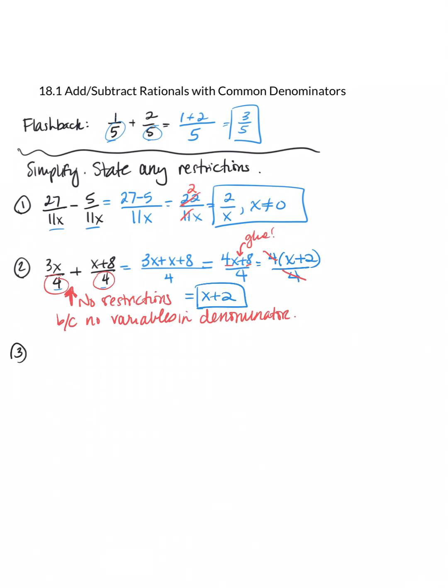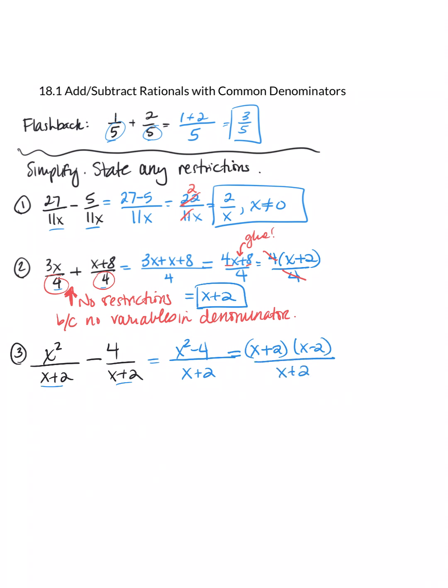Let's look at number 3. x squared over x plus 2 minus 4 over x plus 2. Again, the denominators match, so x plus 2 looks great. Then the top is going to be x squared minus 4. Now I need to see how I can reduce this. Remember, x squared minus 4, hopefully you recognize that as a difference of squares, which means I can do x plus 2 times x minus 2, all of it over that x plus 2.